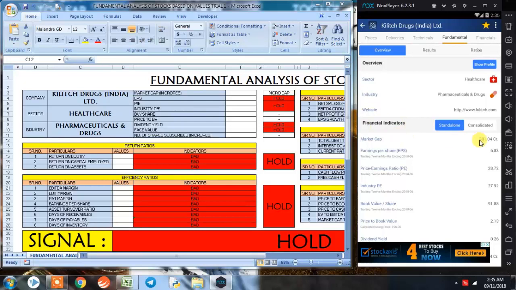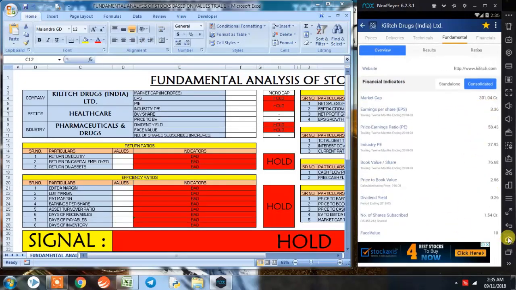Now let's come to the financial indicator. We'll be putting these values onto our Excel program. The first is market cap, which is 301.04 crores. Earning per share is 3.36. Price to earning ratio is 58.43. Industry price to earning ratio is 27.92. Book value per share is 76.68. Price to book value is 2.56. Dividend yield is 0.26. Face value is 10 and number of shares subscribed is 1.54 crores.